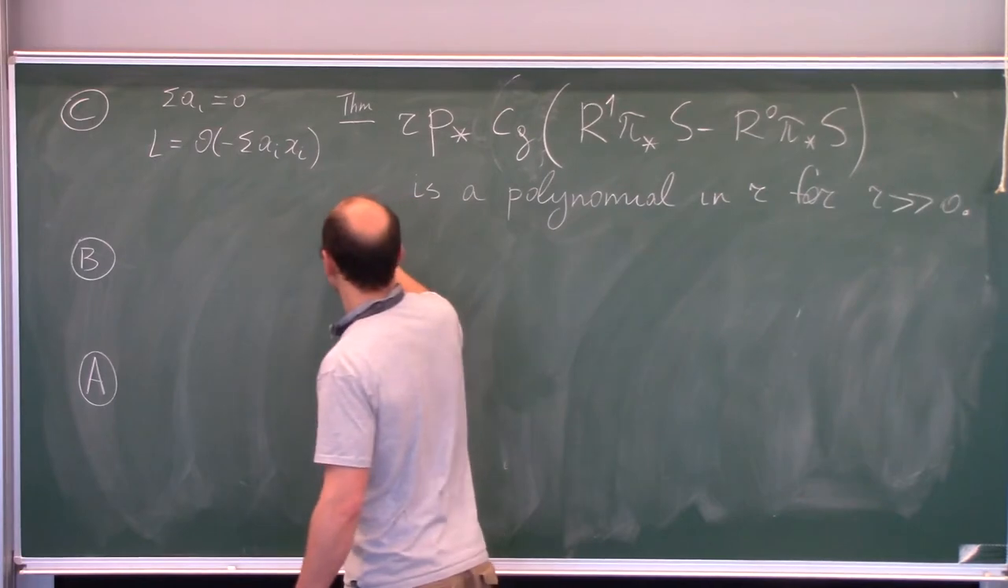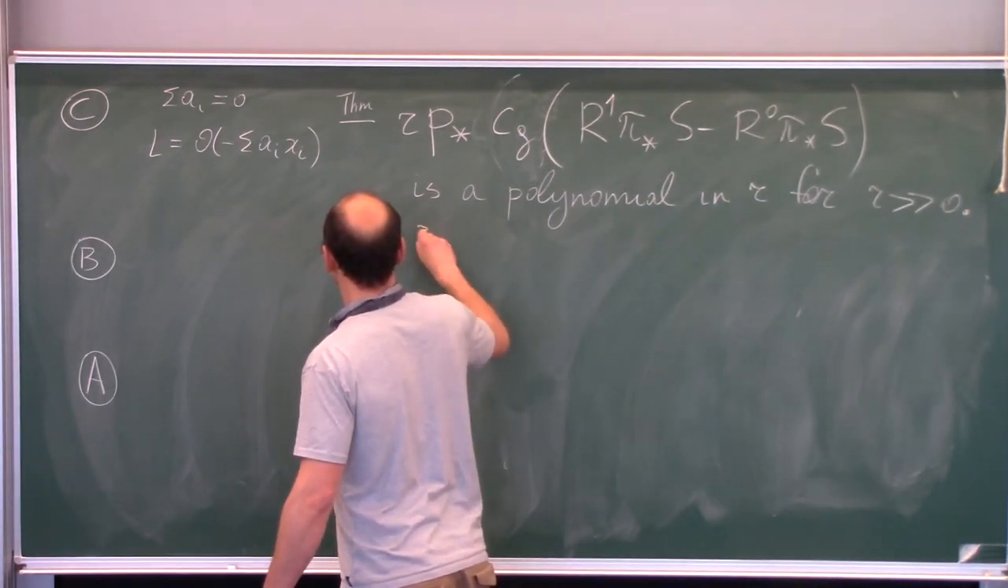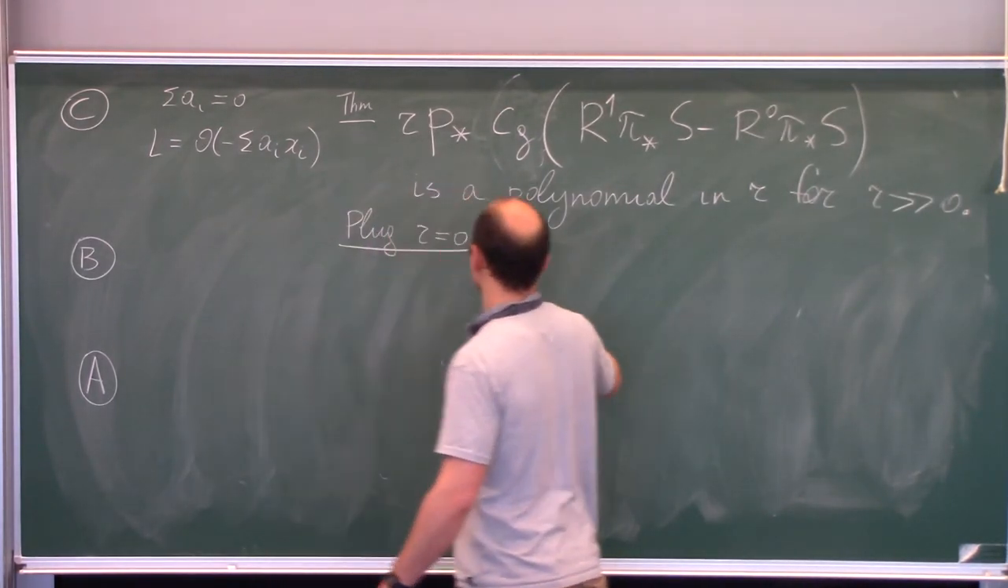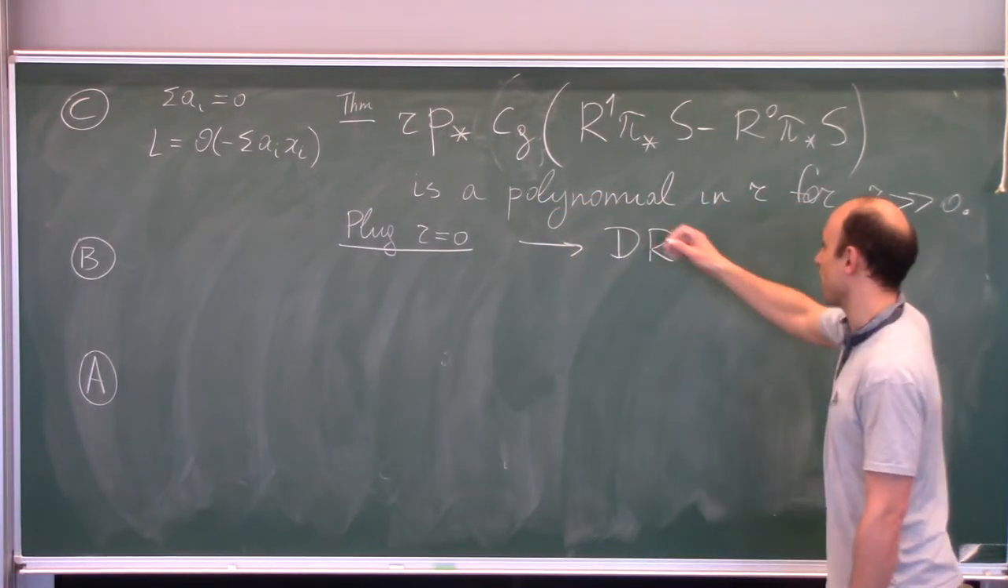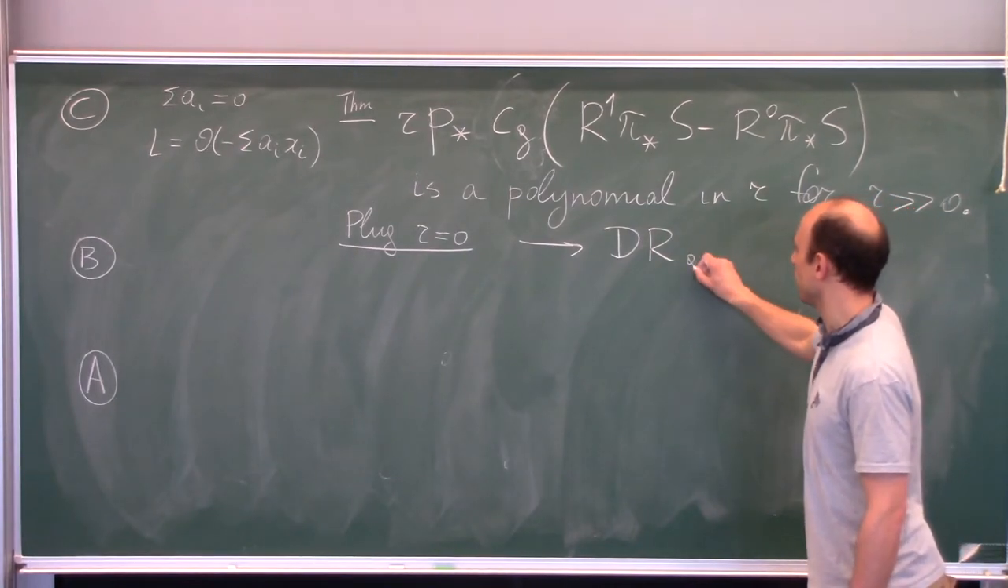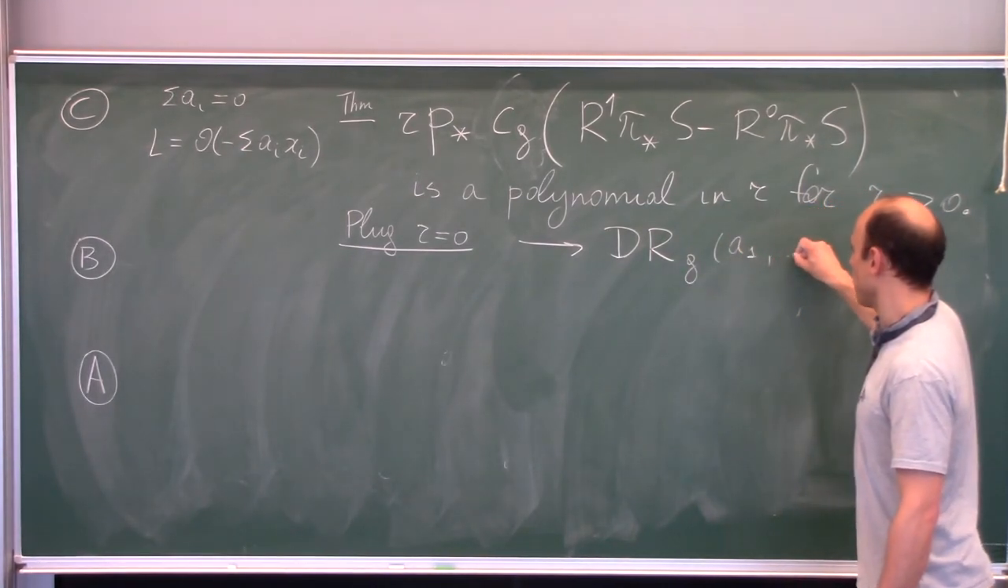And now if I plug r equals 0 into this polynomial, I get the DR cycle. So the double ramification cycle, that was my problem C for a_1 through a_n.